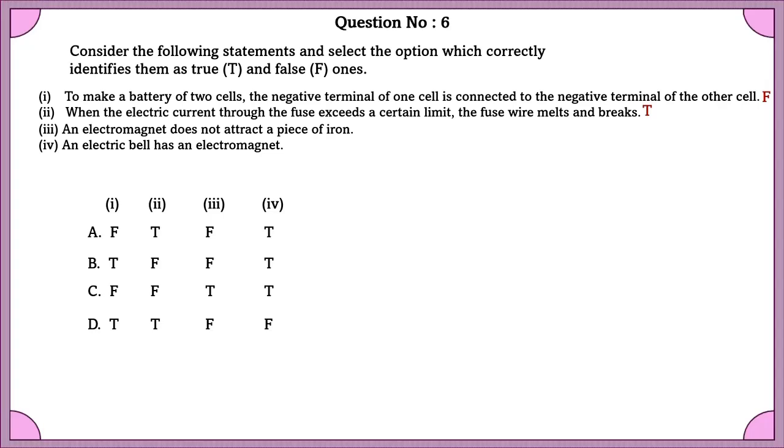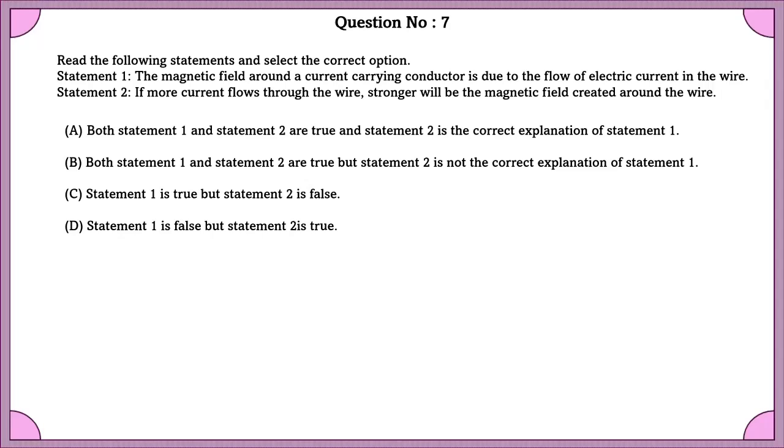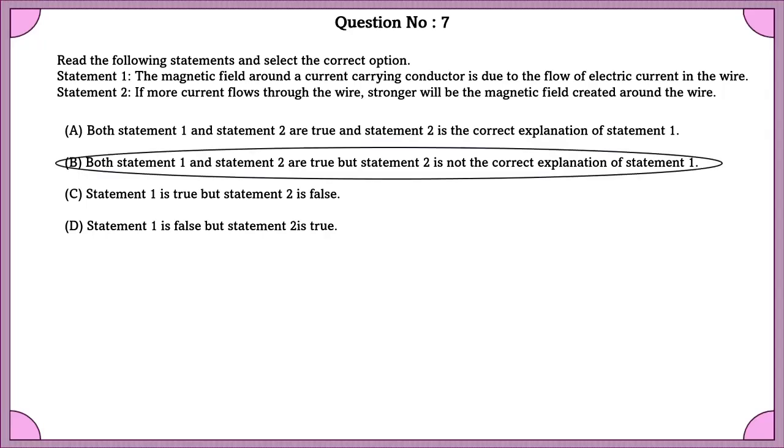Third one. An electromagnet does not attract a piece of iron. This is false. Fourth one. An electrical bell has an electromagnet. Yes, this is true. Question number 7. Read the following statements and select the correct option. Statement 1. The magnetic field around a current carrying conductor is due to the flow of electrical current in the wire. Yes, this is true. Statement 2. If more current flows through the wire, stronger will be the magnetic field created around the wire. Yes, this is true. But the second statement is not the correct explanation of the first.